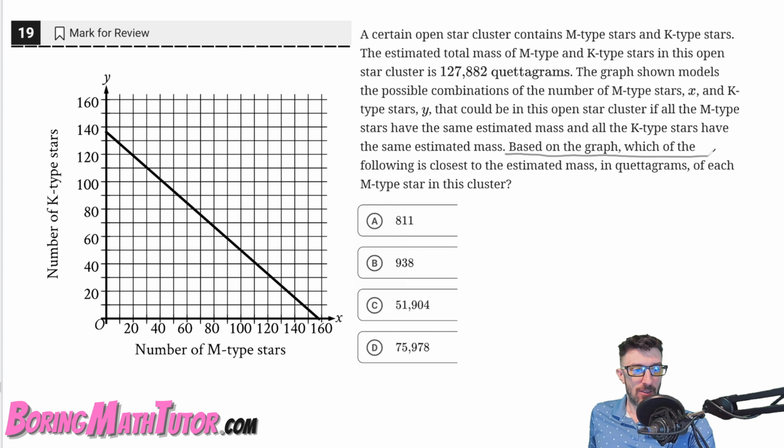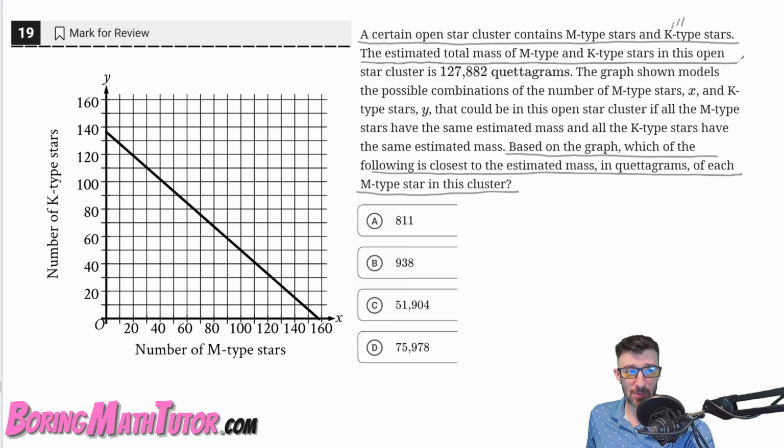We got one for the Star Wars fans here. They're saying based on the graph, which of the following is closest to the estimated mass in kilograms of each M-type star in this cluster. Okay, so let's go back and read. It says a certain open star cluster contains M-type stars and K-type stars. The K standing for kill type stars, kind of like the Death Star. The estimated total mass of M-type and K-type stars in this cluster is 127 whatevers.